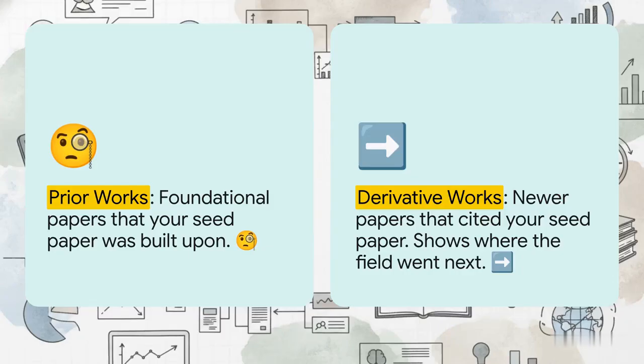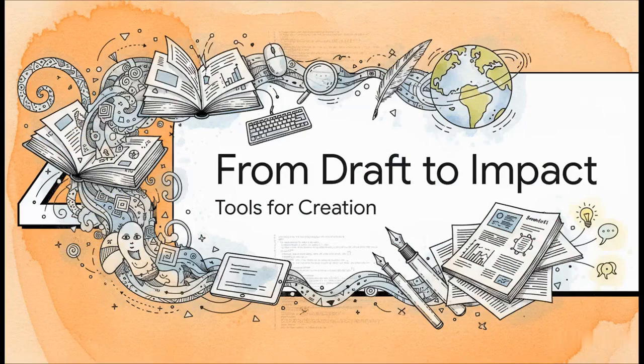Another fantastic visual tool is Connected Papers, and it has this incredibly useful feature. It takes your seed paper and it splits the entire research landscape into two categories: prior works, so the foundational papers it was built on, and derivative works, the newer papers that cited it. In just a single glance, you can see both the history and the future of a research idea. It's brilliant. So we've found our literature, we understand the landscape.